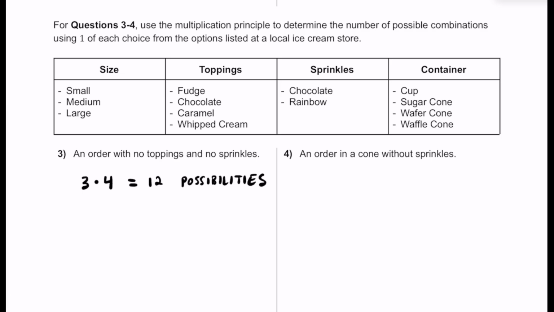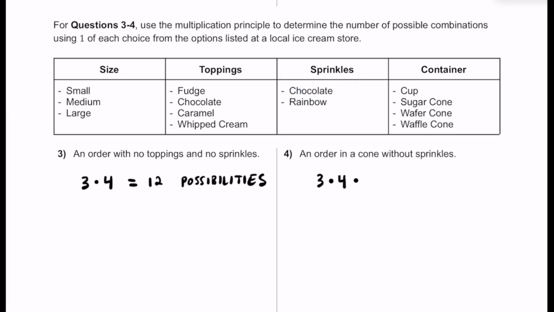All right, number 4, it specifies an order that's going to be in a cone, but there's going to be no sprinkles here. So we still have to choose a size here. So we would have 3 choices for that. We are going to choose a topping. Again, the assumption was choosing 1 topping here. So we have 4 choices to choose from. And then it says without sprinkles, so don't worry about sprinkles in this particular one.